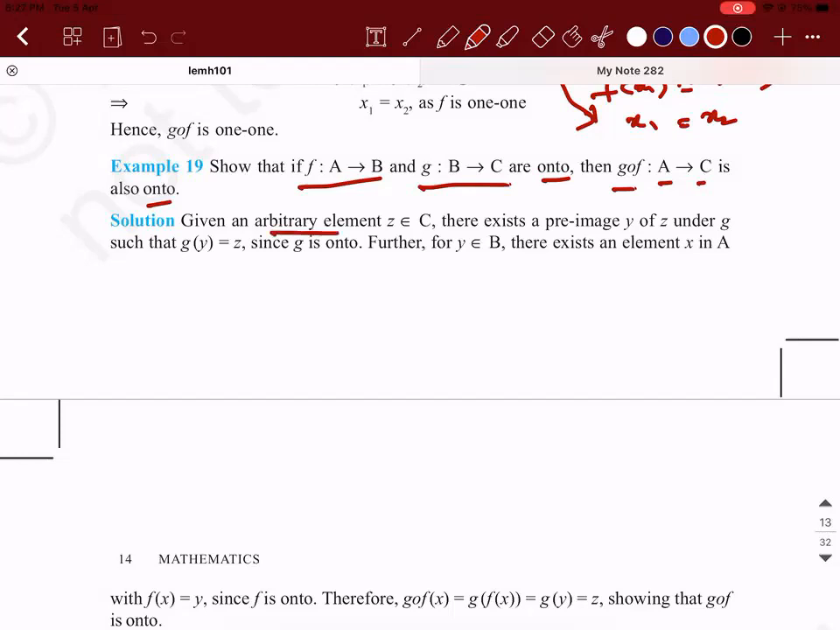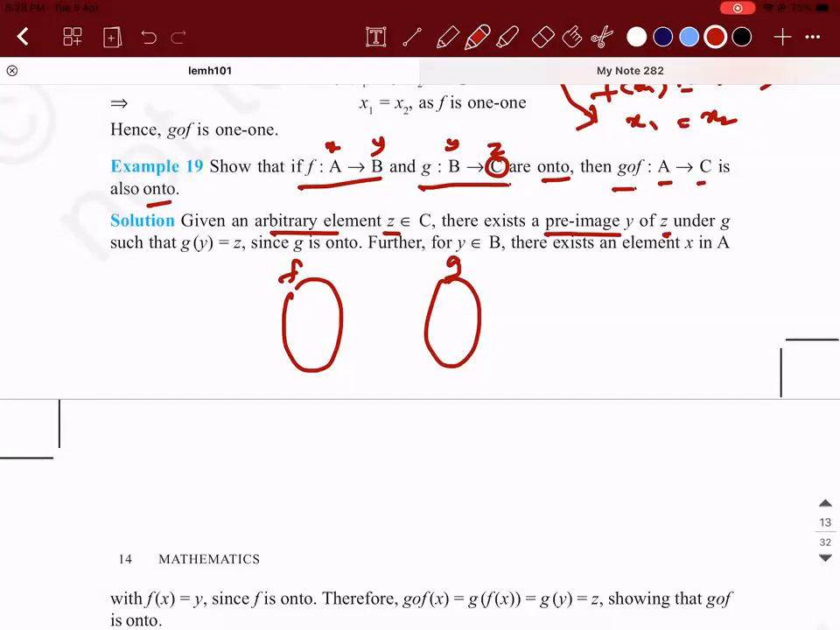In a similar way, if you take an arbitrary element z that belongs to C, then there will exist a pre-image y of z under g. So what they are trying to say, you have f, you have g. This is X, this is Y, and this is Z. All the values in set A I call X, set B I call Y, set C I call Z. So for every element in set C, which is Z, will there be a pre-image associated in set B, that is Y? Why? Because they already gave it's an onto function. Since g is an onto function, that should happen.